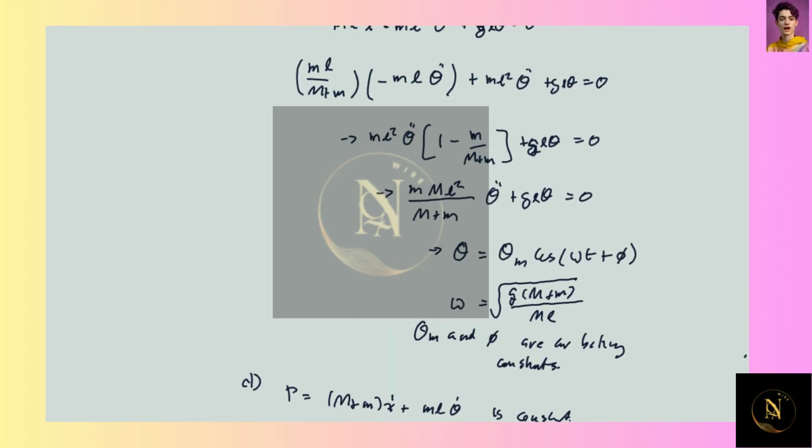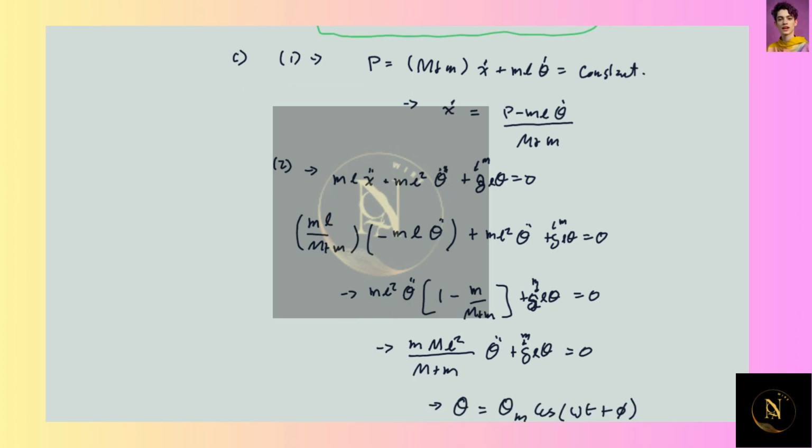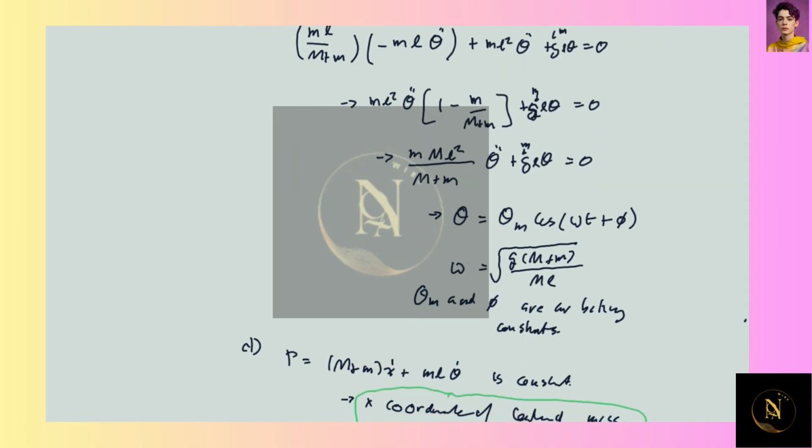We have to remember there's a little m here and here and here and here. But these are right. So the omega is correct. And theta, m, and phi are arbitrary constants. And there it is.